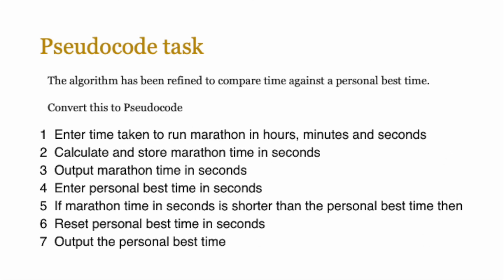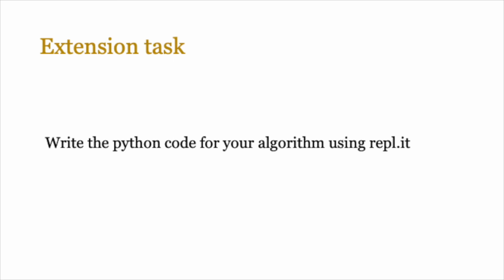So you might have some flexibility in steps 5 and 6 in how you want to do those. But what I would like you to do is create a new algorithm which refines your previous one but takes into account the new steps. So pause the video and have a go at this algorithm. Remember, if the marathon time in seconds is shorter than the personal best, then you reset the personal best to the current marathon time because the new marathon time is faster than their personal best. Okay, please do share that with me.